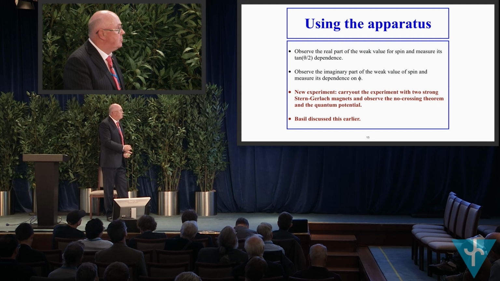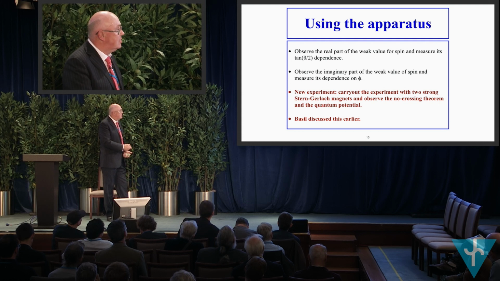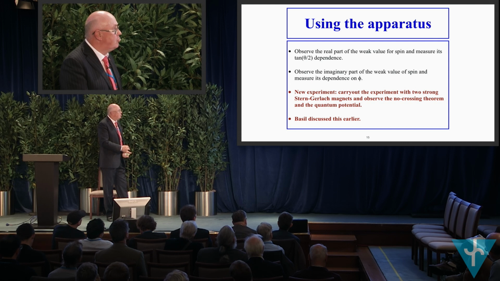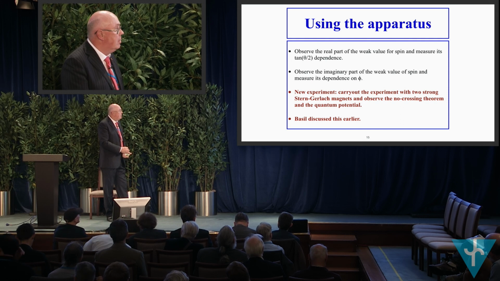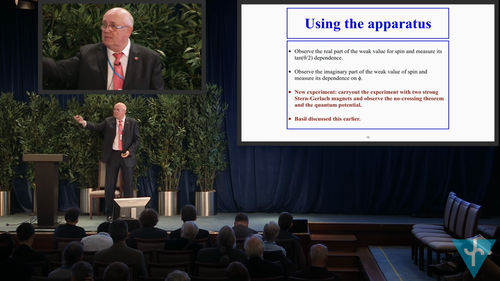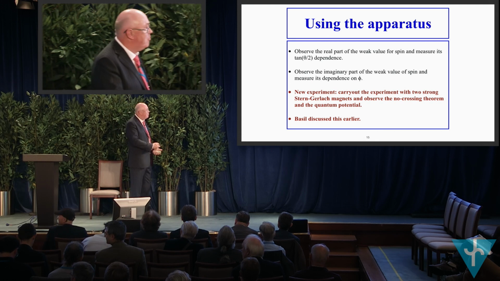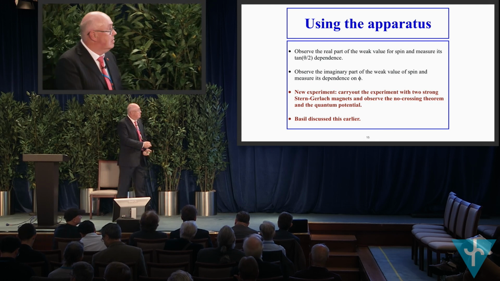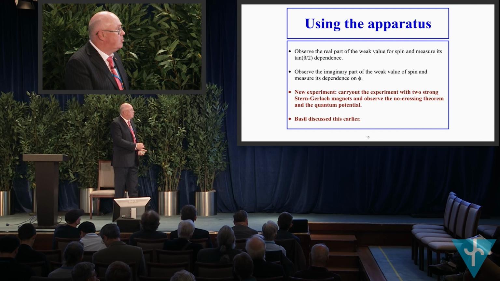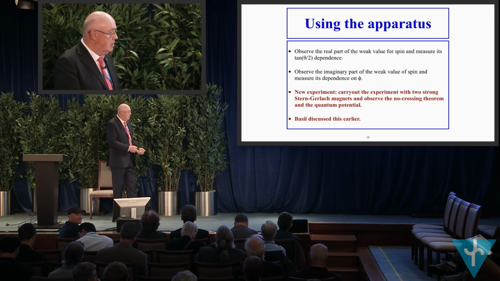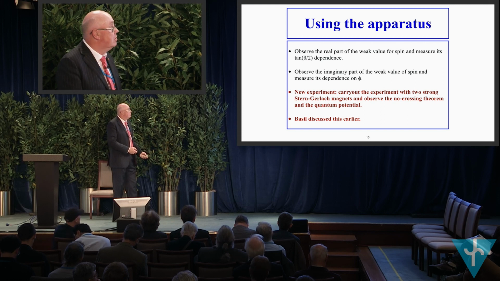We're also proposing, and Basil's already discussed this earlier, a new experiment, which is carrying out an experiment with two strong Stern-Gerlach magnets to observe the no-crossing theorem, and hopefully prove that the quantum potential exists. Although, in fact, we just learnt that you've maybe already proven it, well done. That is an experiment which we propose for the future. As I say, Basil discussed this. It's on a poster outside if you want to look at it.